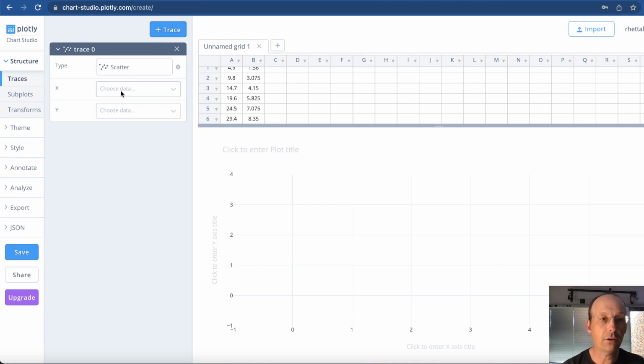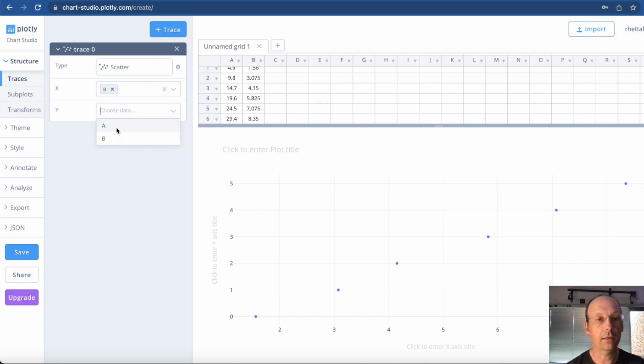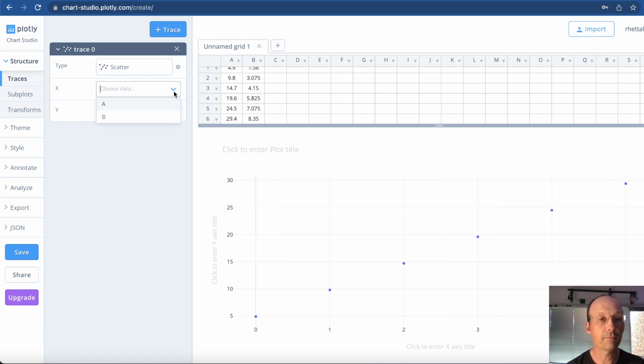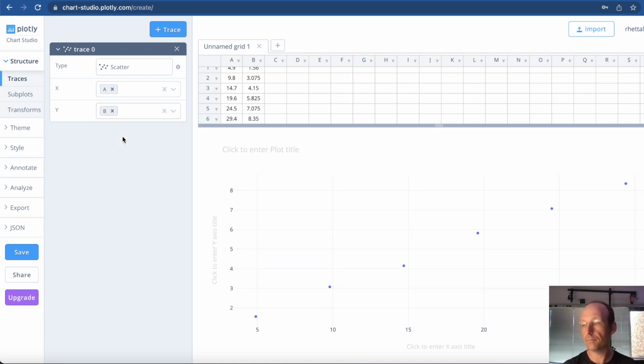Okay. Now I'm going to do Add Trace. And I want Scatter. Now I have to pick my x-axis. I want my x-axis to be B. Is that right? And my y-axis to be A. No, I want it the other way. So I want this to be A and this to be B. That's what I want. Yeah. Okay, so there you see we have the graph already down there.